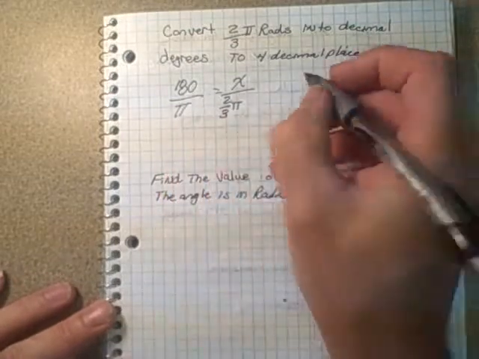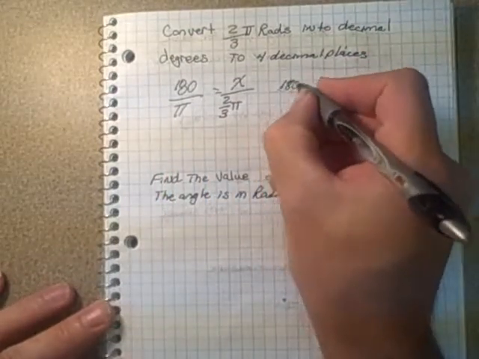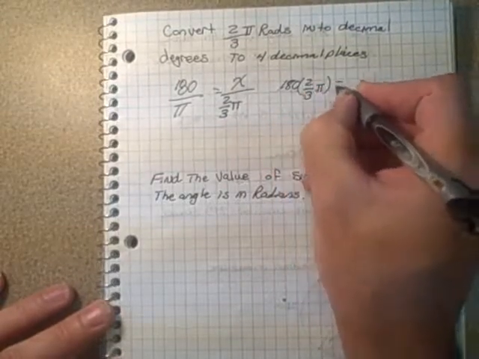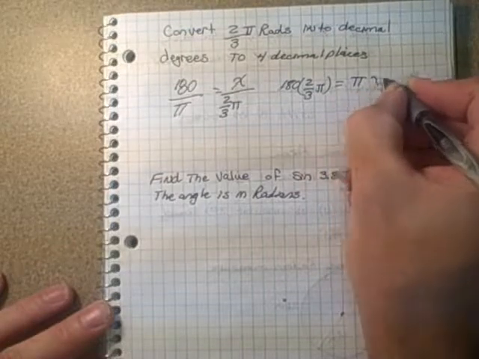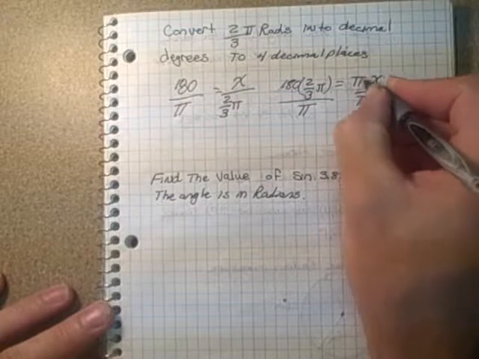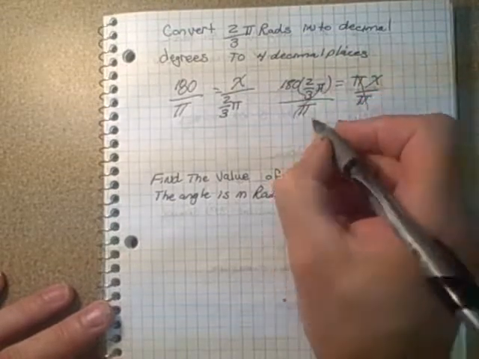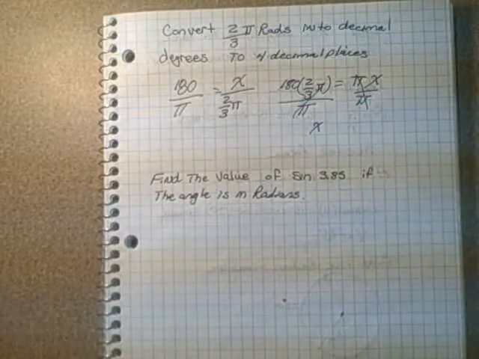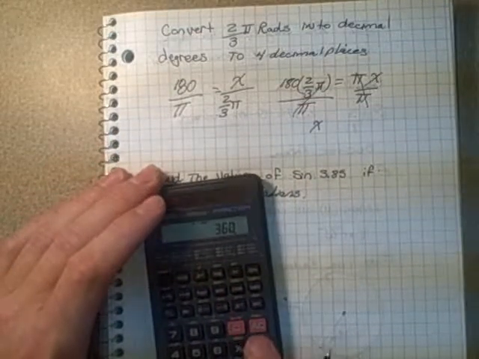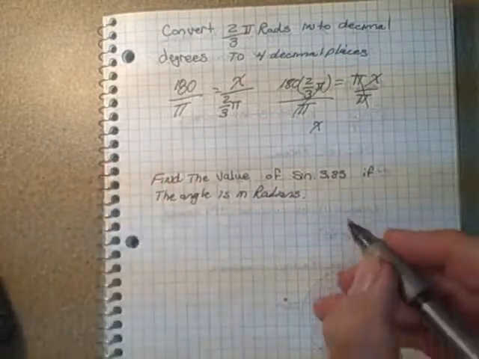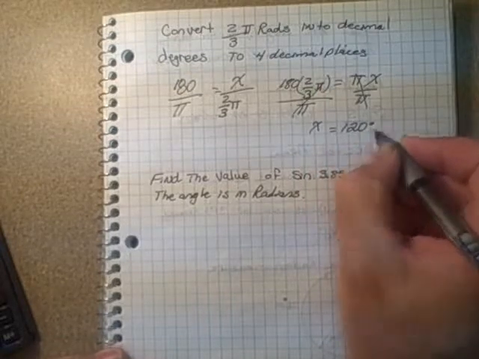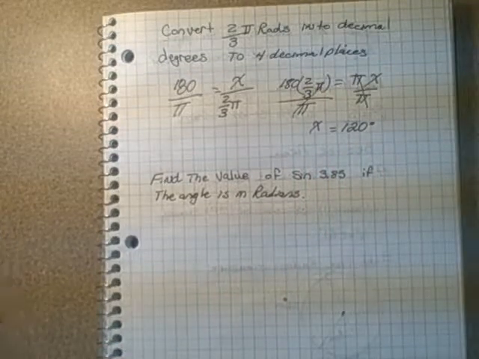The degrees are on top. So then we have 180 times 2/3 pi is equal to pi x. If we divide by pi on both sides, they cancel out, so x is equal to 2/3 times 180. We'll just take 180 times 2 divided by 3. So that's 120 degrees. Okay, so it works out to a nice even number.